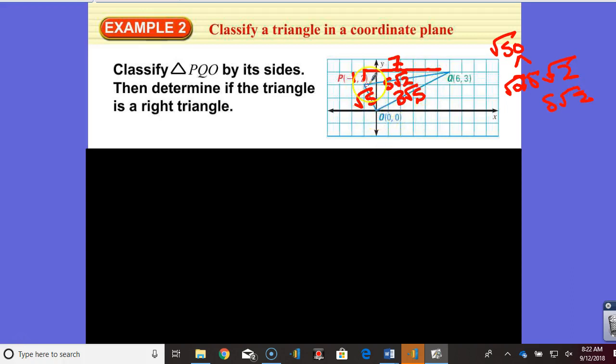Are these distances the same? So we know it's scalene, all different sides. Now, is anything a right angle? Well, perpendicular lines intersect at a right angle, correct? So let's look at this slope. Down 2 over 1. This has a slope of negative 2.